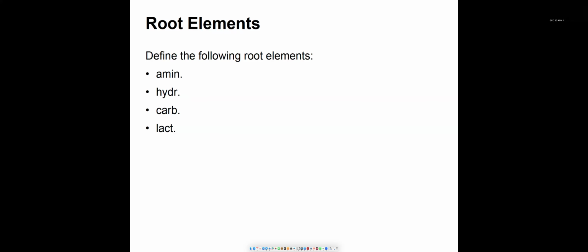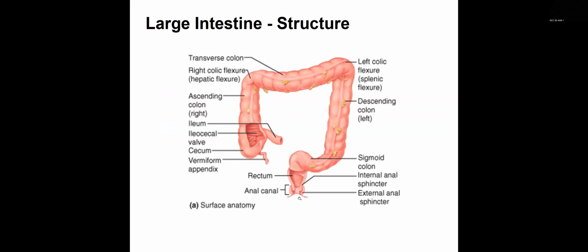Now, let's focus on the large intestine. The large intestine is the next structure after the ileum region of the small intestine. The cecum is responsible for connecting the large intestine to the small intestine. The cecum is a pouch-like segment that connects the ileum to the large intestine. The first region of the large intestine we call the ascending colon. It starts from the right side and travels upward on the right side of the abdomen.